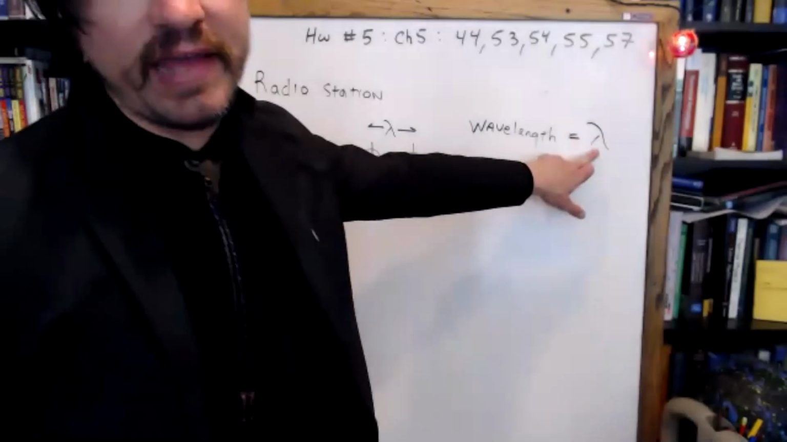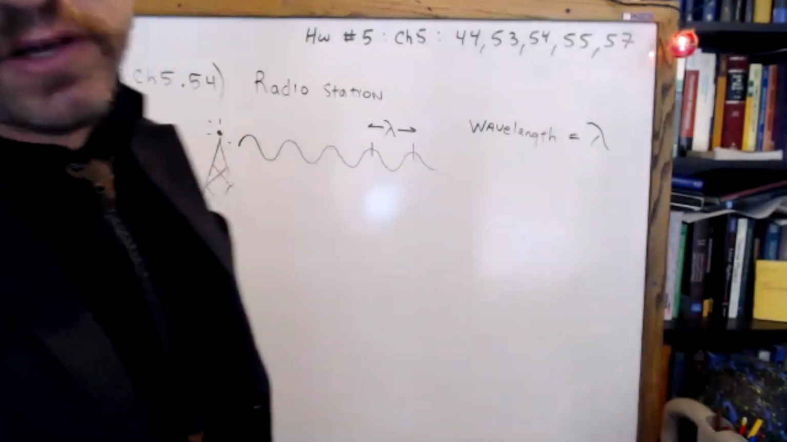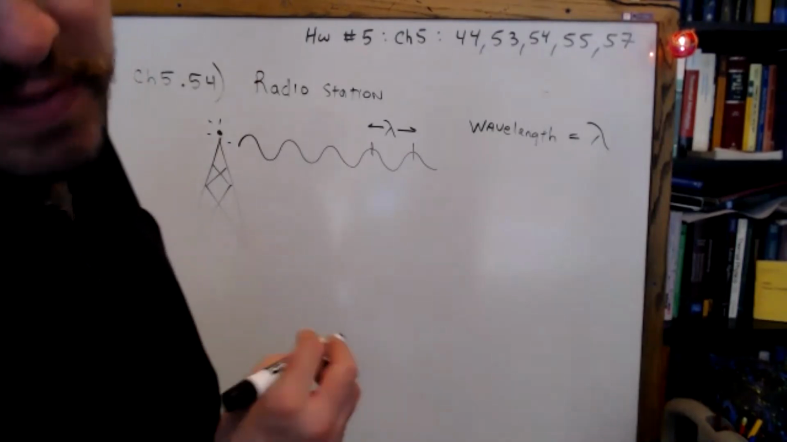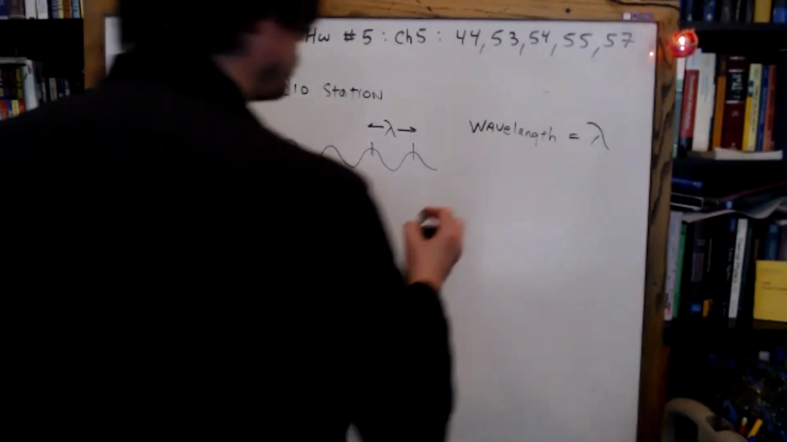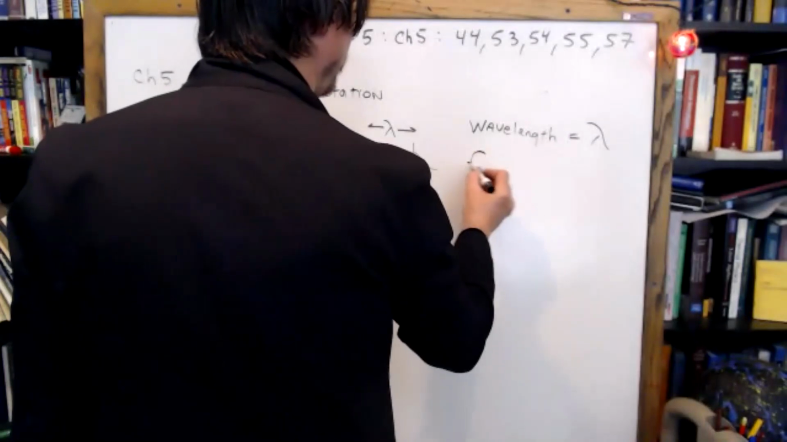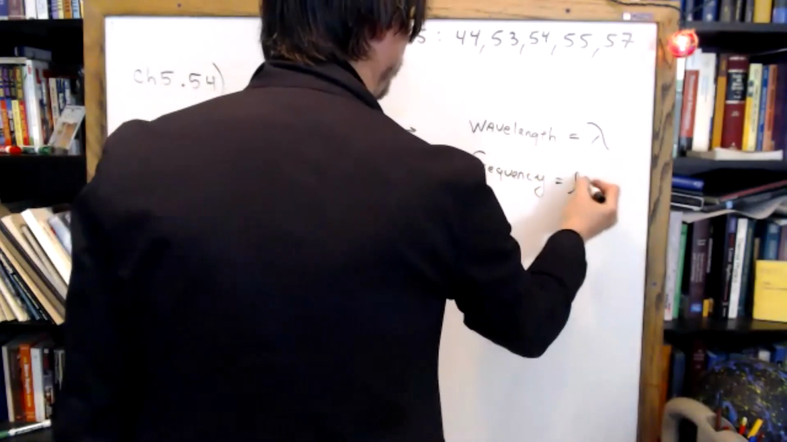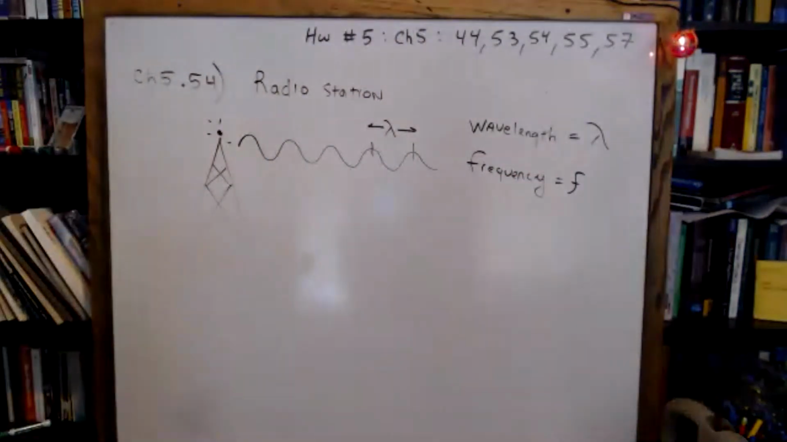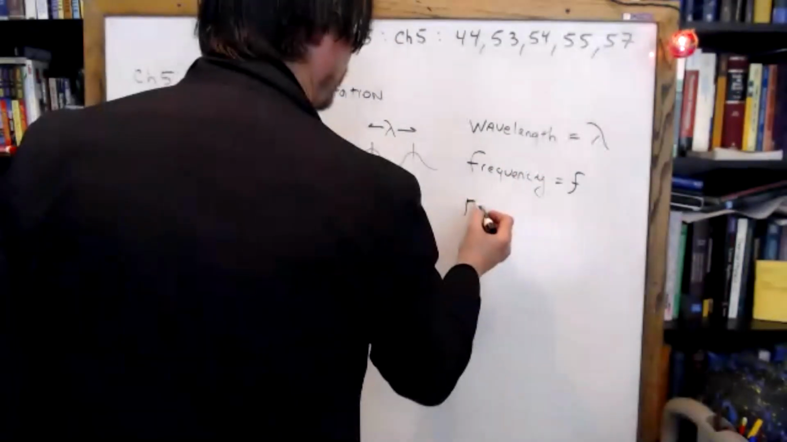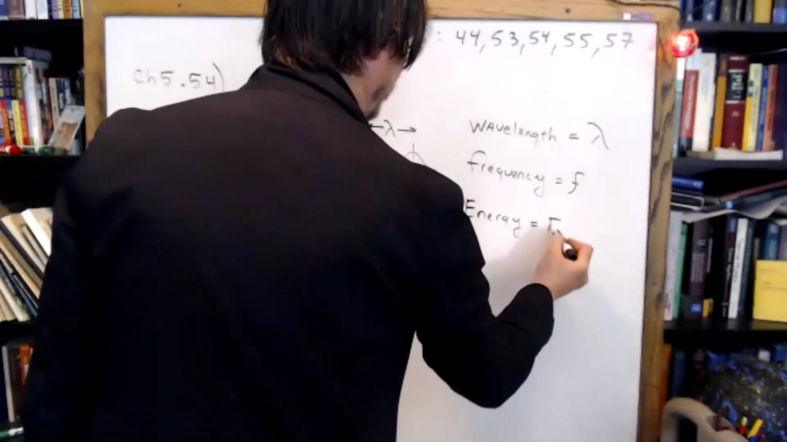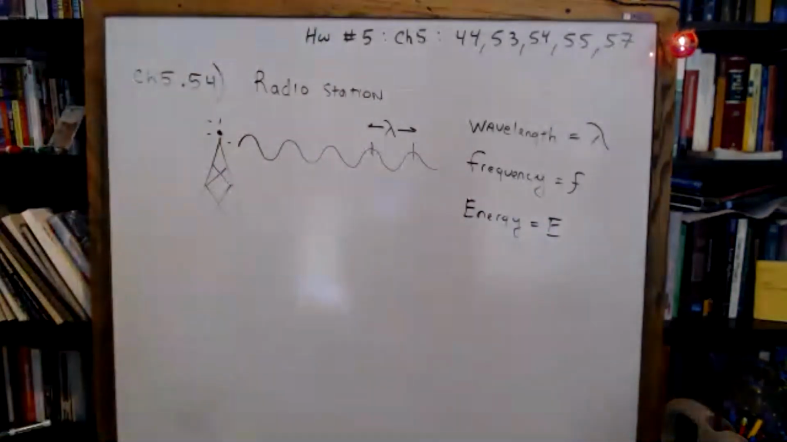Wavelength gets the Greek letter lambda as its variable. Lambda looks like an X that turns into a slide. It's an X missing an arm, okay? It also has a property called frequency. We're going to use a curvy F. And it has a third property. Light is a pure form of energy, which we like to use capital E for.